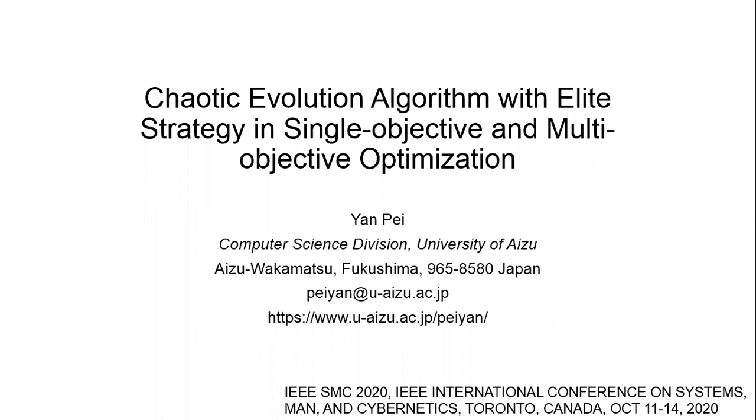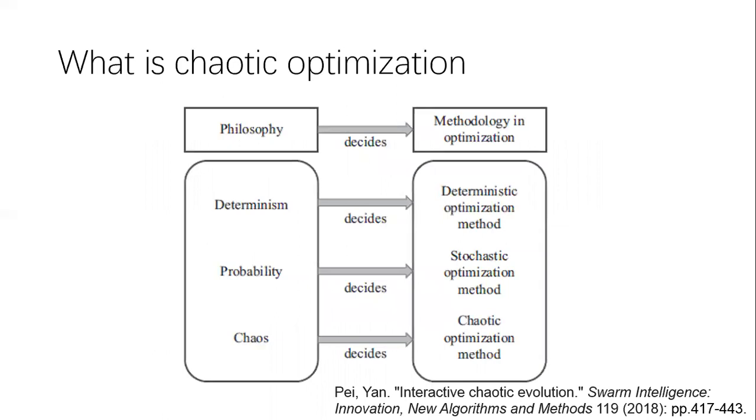Hello everyone. This presentation is for the IEEE SMC 2020. This conference was planned to be held in Toronto, Canada, but because of the pandemic, we have to hold it as a virtual event. My presentation topic is chaotic evolution algorithm with elite strategy in single objective and multi-objective optimization. My name is Yan Pei and I'm from the University of Aizu, Fukushima, Japan.